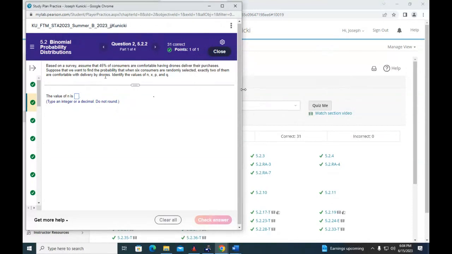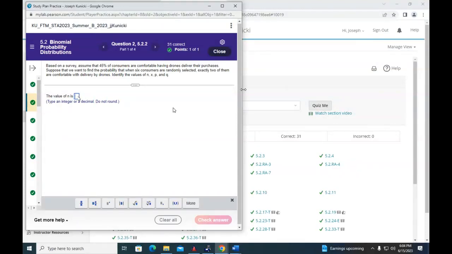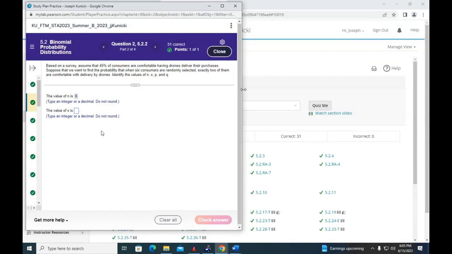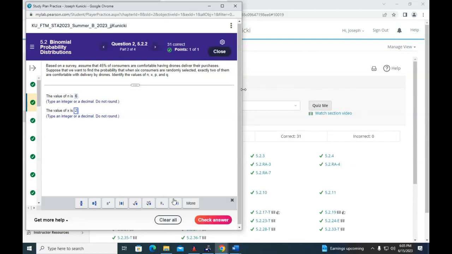Okay, based on a survey, assume 45% of consumers are comfortable having drones deliver their purchases. That's p. That's the probability of a success, considering the success is that they are comfortable having drones. Suppose we want to find the probability that when 6 consumers are randomly selected, exactly 2 of them are comfortable with delivery by drones. They want us to identify n, x, p, and q. So what's the value of n? How many trials is it? 6 consumers. And then what's the number of successes? 2. Exactly 2 are comfortable, so that's x.